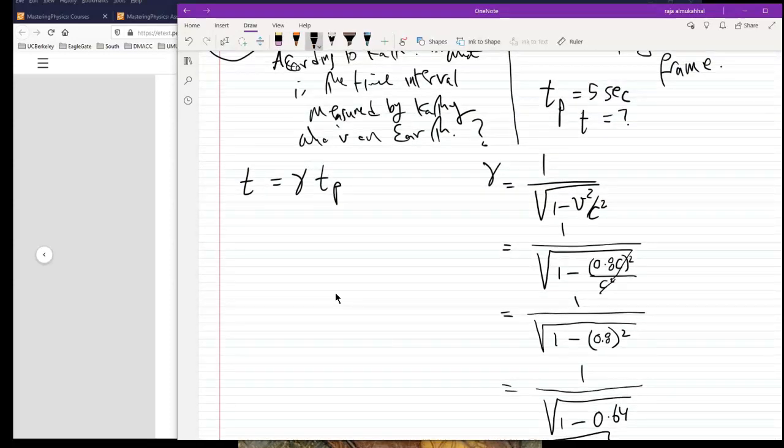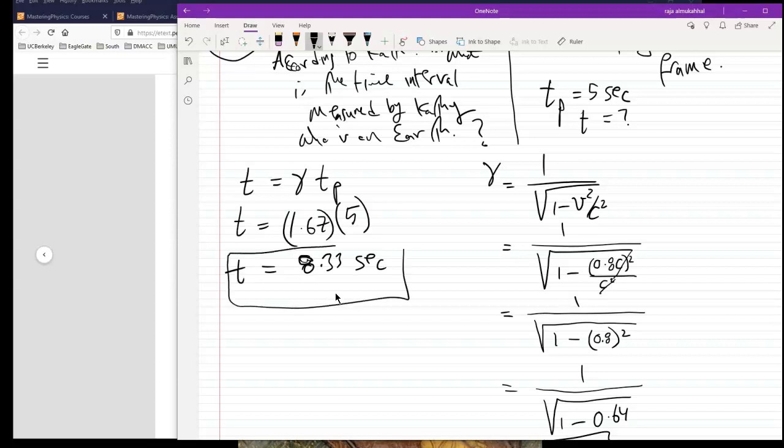Now I go back here. So what is the time measured by Kathy? Gamma is 1.67. Multiply this by the proper time, which is 5. So I take that and multiply that by 5, and the answer is 8.33. So Kathy is going to say that the time interval is not 5 seconds. For her, it's slower. It took 8.33 seconds. You got that? That's basically how you calculate the relativistic time.